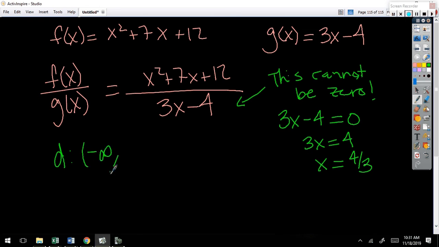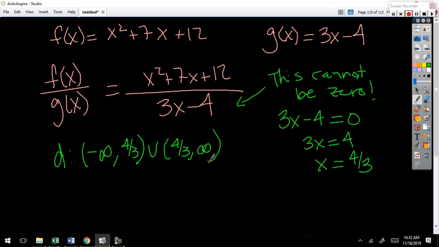Negative infinity to 4/3, union 4/3 to infinity. The parentheses are causing you to leave that value out. It's saying get as close as you can to that value, but don't actually include it. The bracket would include it. Exactly.